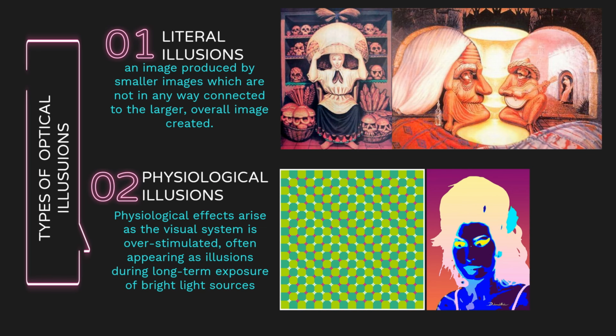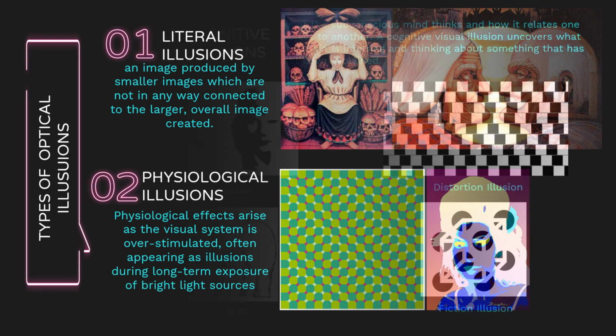As for the types of optical illusion, the big three are literal illusions, physiological illusions, and cognitive illusions. A literal illusion is an image produced by smaller images which are not in any way connected to the larger overall image created. As for physiological illusions, physiological effects arise as the visual system is overstimulated, often appearing as illusions during long-term exposure to bright light sources.